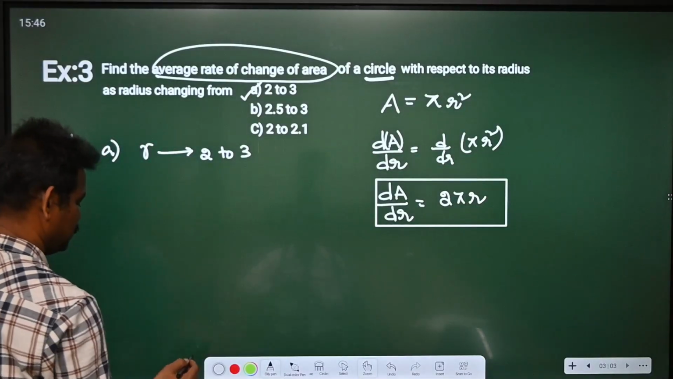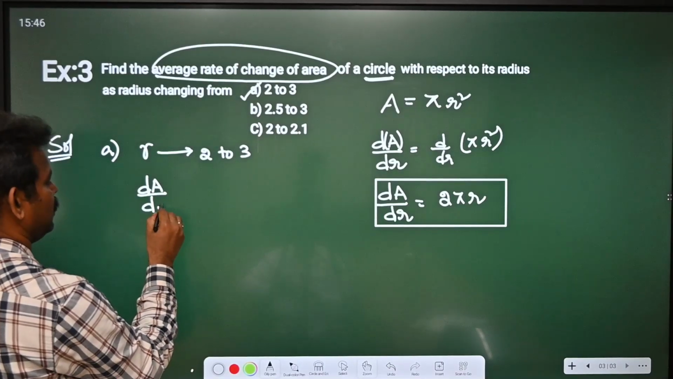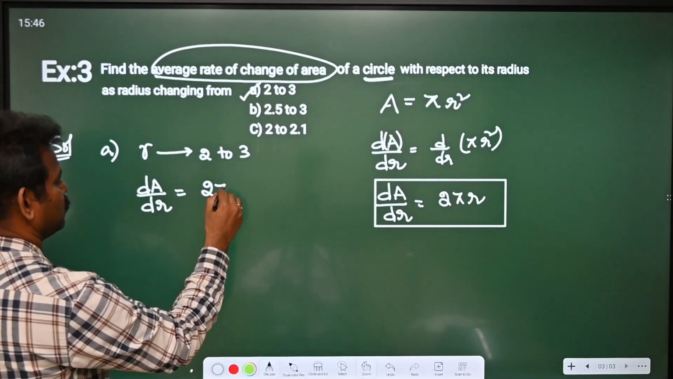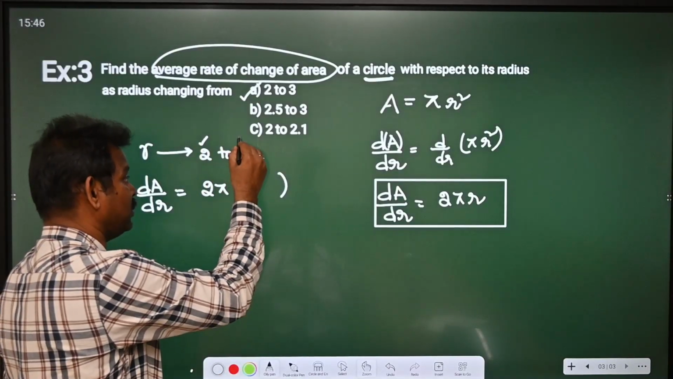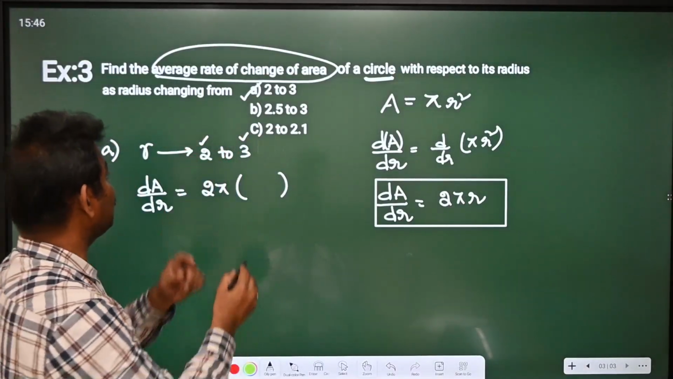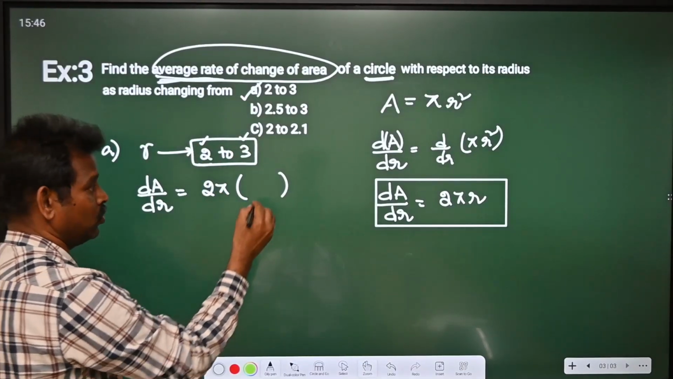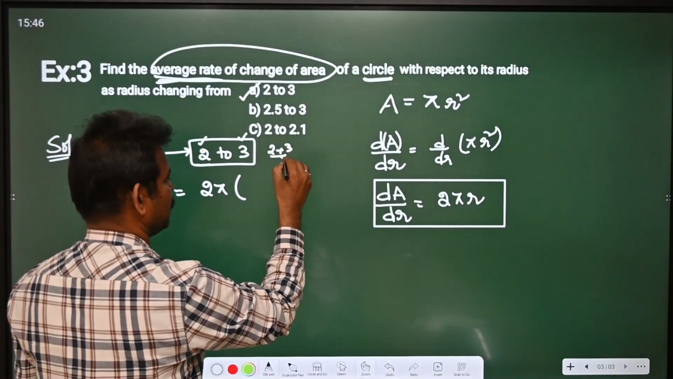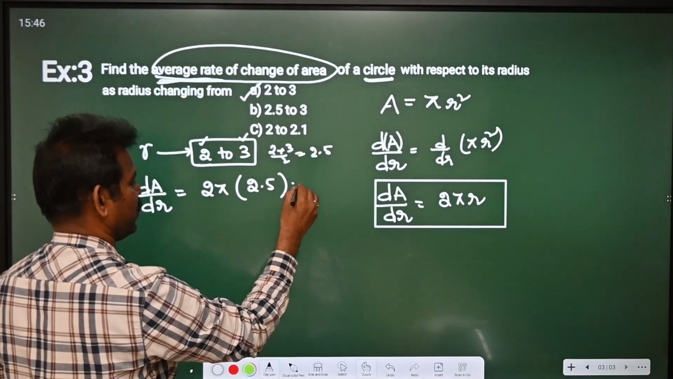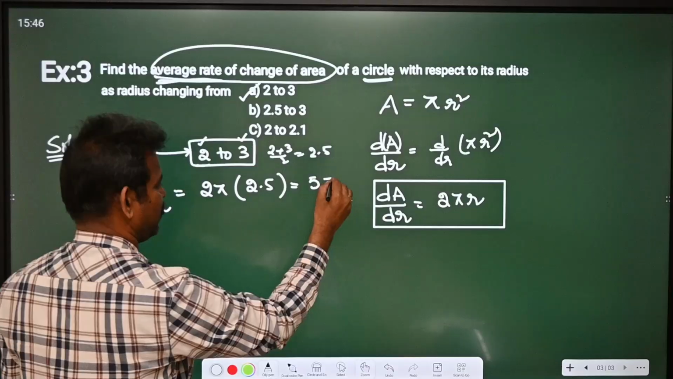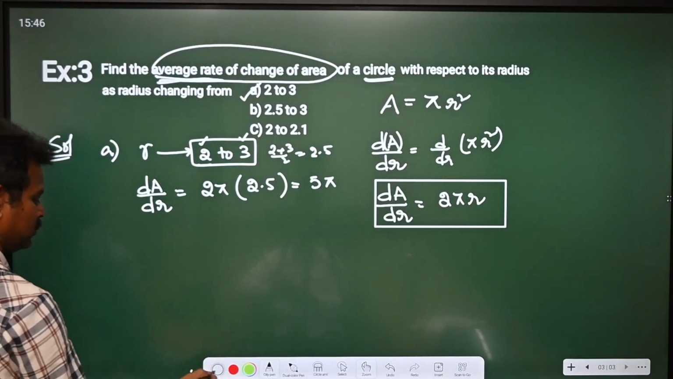Now first case, we are writing dA by dr is equal to 2 pi r. What is this r? Initially r is 2 and then it is 3. They are asking us to find out the average rate. So I have to take the average value of these two, which is 2 plus 3 by 2, which is equal to 2.5. So I will take that as 2.5. Answer is 5 pi. This is the answer for the first problem. Now second one, students.